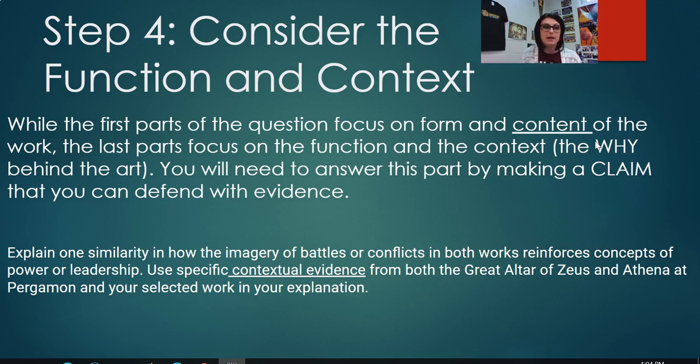So for example, this one, you need to make a claim. You have to claim something. You have to make an argument and support it with evidence, all right? So it says, explain one similarity in how, so that's function, the battles reinforce concepts of power or leadership. So how did this function to reinforce power or leadership, right? Then they want contextual evidence. They want, okay, why? What was going on behind the scenes to do this, okay?